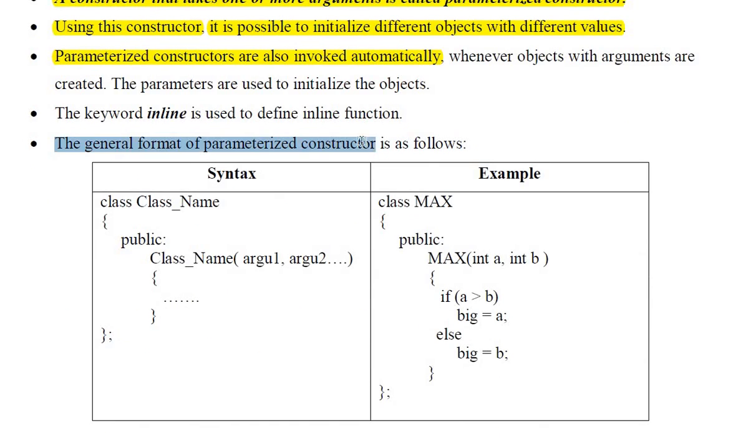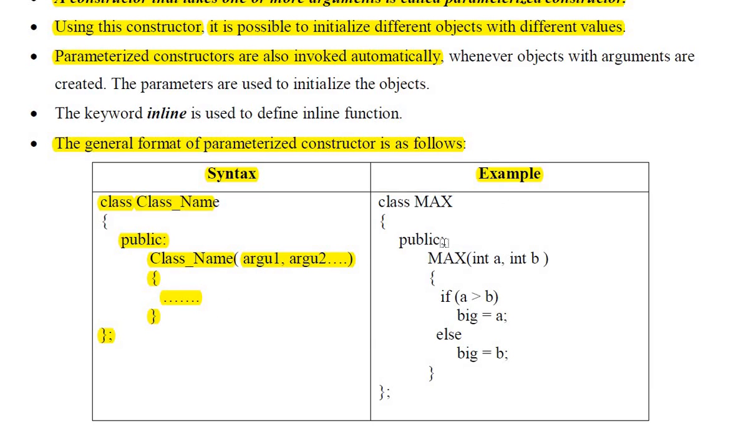So the general format for a parameterized constructor is, here is the syntax: class keyword, then class name, then in the public section we are creating a function having the same name as the class name, but in parenthesis we are using some parameters or arguments. Then it will become a parameterized constructor. So it is very simple.